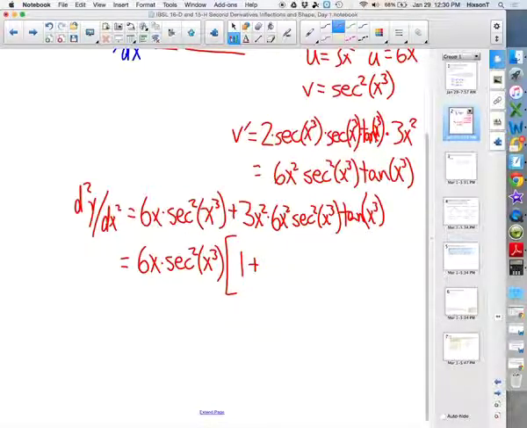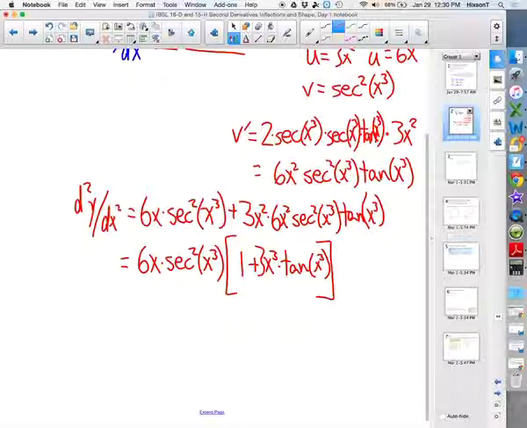What's left here will be a 3x cubed, and then the tangent of x cubed. But when did the 6 multiply with the 3? No. Well, this right here is 18. If we took the 6 out, we'll be left with the 3. And then you can stop right there. I wouldn't do anything more with that.